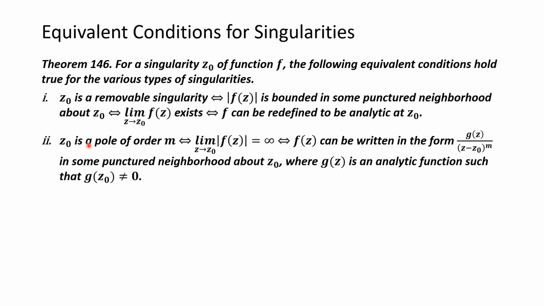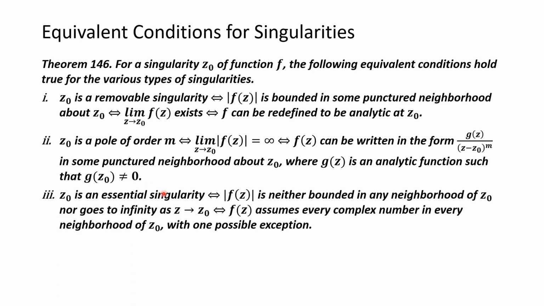The second one is a pole. z sub 0 is a pole of order m, m a positive integer, if and only if the limit as z approaches z sub 0 of the modulus of f of z equals infinity. And that's true if and only if f of z can be written in this form here, g of z divided by (z minus z sub 0) to the m in some punctured neighborhood of z sub 0, where g of z is an analytic function such that g evaluated at z sub 0 does not equal 0.